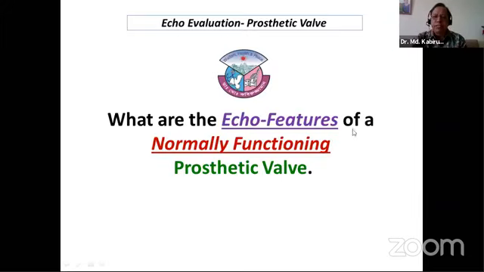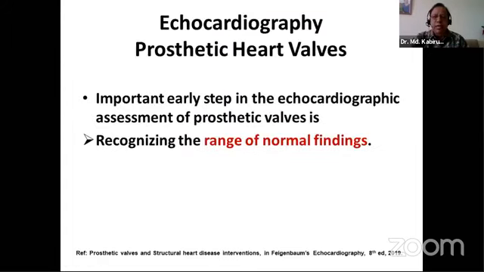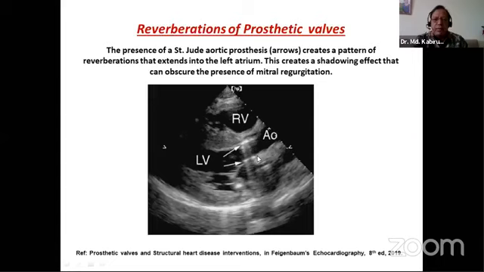So what are the echo features of a normally functioning prosthetic valve? You have to identify the normal features, then you can understand the dysfunctional valve. The important early step in the echocardiographic assessment of the prosthetic valve is recognizing the range of normal findings. And reverberation is a normal finding of a prosthetic valve.